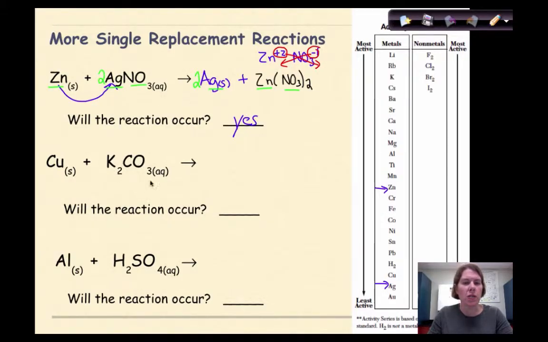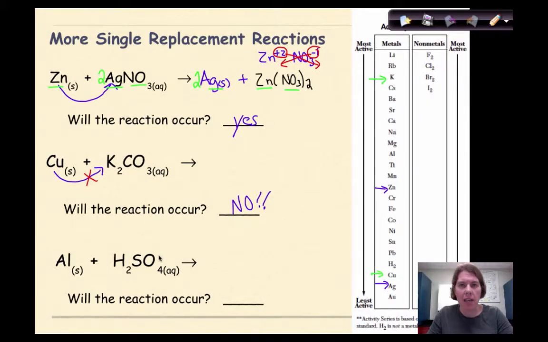Let's look at our next example here. Cu plus K2CO3. Now, can the Cu come in and kick out the potassium ion? Well, again, let's look at our elements. Where are they? So here's Cu. I'm going to highlight that in green. And K is way up here. So can Cu replace K? No, it cannot. Because the potassium ion is the more active metal. The copper is the less active metal. So you could just drop the copper into the potassium carbonate solution. Nothing's going to happen to the copper. So will this reaction happen? No. Not going to happen.